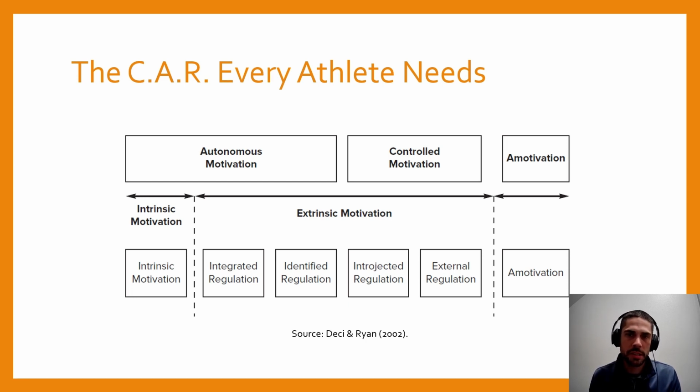Okay, and most of this depends on those three basic needs. I call this the CAR, the C-A-R, every athlete needs. So the C is competence, A is autonomy, R is relatedness. We need to feel competent to some degree in what we're doing. We have some belief that we can actually achieve the tasks that are set before us. We want to have autonomy, some sense of choice or independence in what happens to us in our life and what we're doing. And we want to feel that sense of belonging. That's the relatedness, that connection with others along the way.